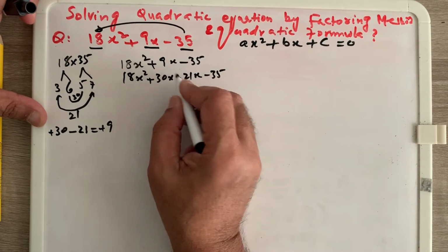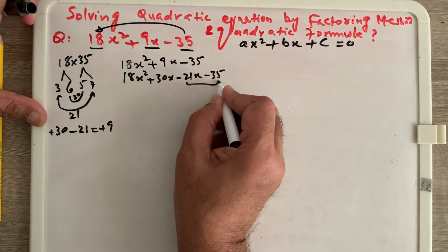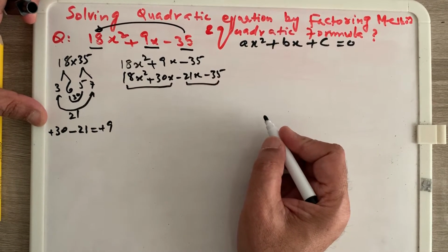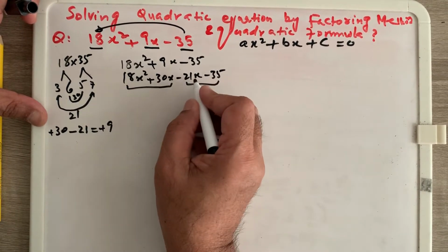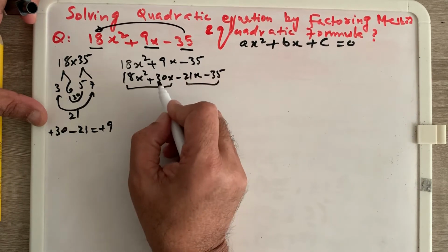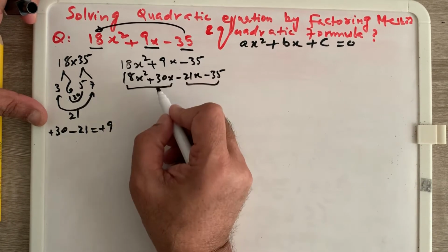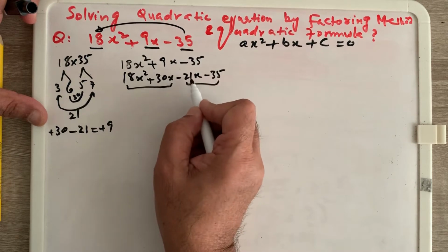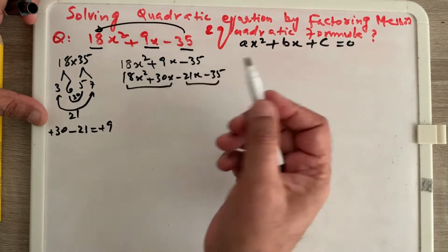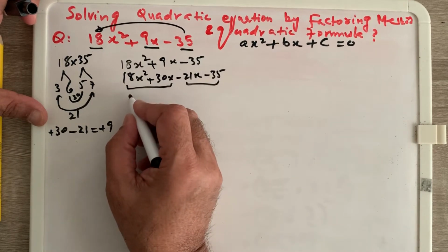Now we break this into four terms and we make the pairs, two pairs, and then we see what is common in these two pairs. So when we make the four terms, you can see that there is no difference between the first one and the second one, because we just broke 9x as plus 30x minus 21x. If you subtract that, we get plus 9x. So nothing has changed in the equation.